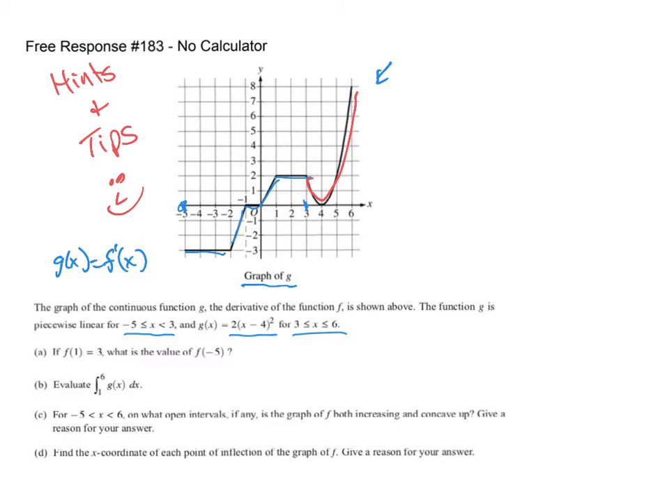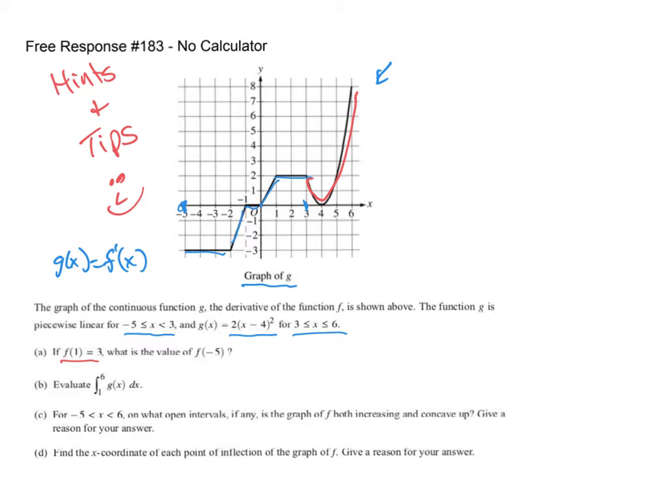Then we have 4 parts that we're going to complete for this free response problem. Letter A says, if f of 1 equals 3, what is the value of f of -5? To me, that indicates that I'm going to have to do some kind of accumulation because I'm given this initial value, and we have the graph of the derivative, but we have to construct function f so that we can plug in -5. So we'll probably do some accumulation there.